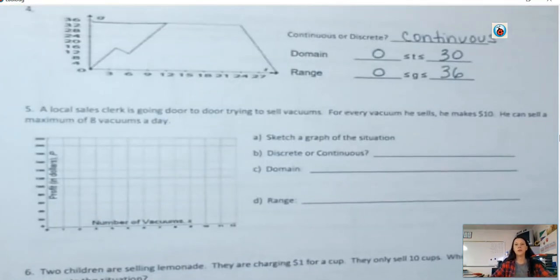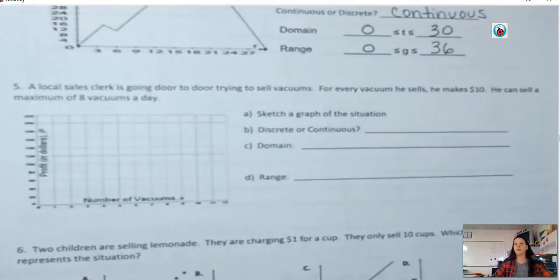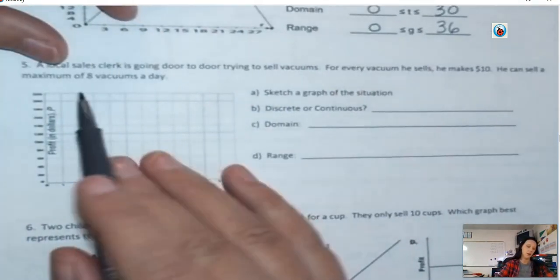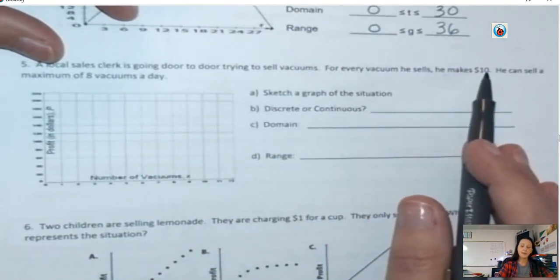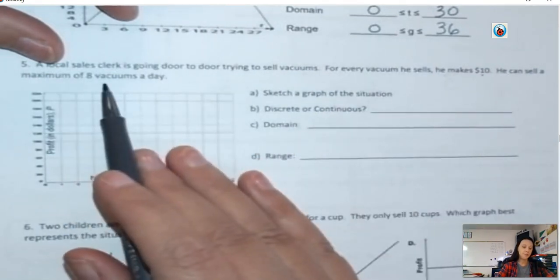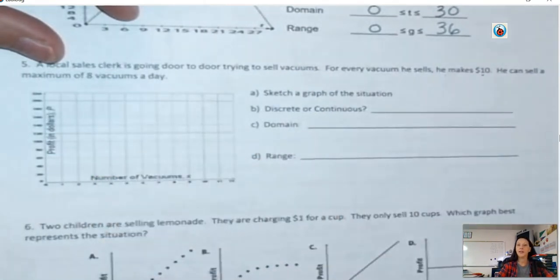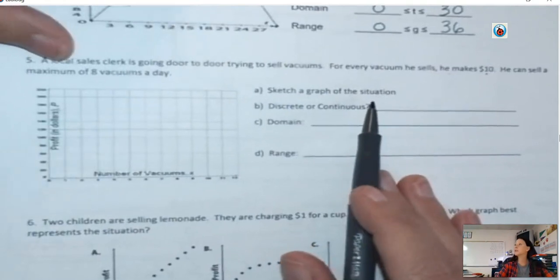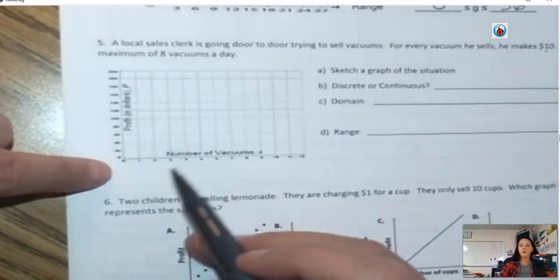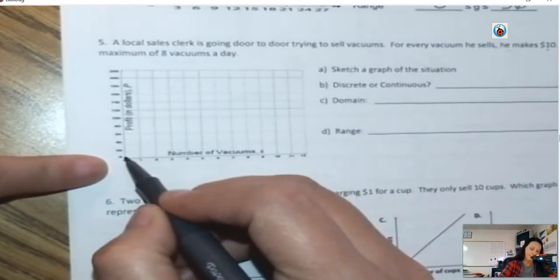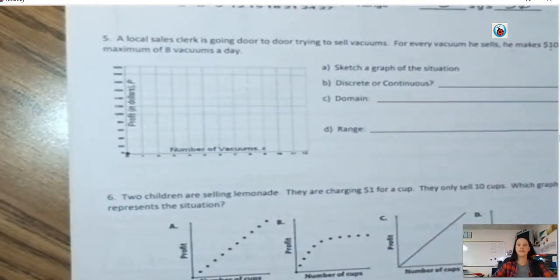Okay, number 5. Now this is where the domain and range get a little tricky, is when we're dealing with word problems. A local sales clerk is going door to door trying to sell vacuums. For every vacuum he sells, he makes $10. He can sell a maximum of 8 vacuums a day. So first we're going to sketch a graph. So if he sells 0 vacuums, how much money does he make? 0. So put a dot at 0, 0.